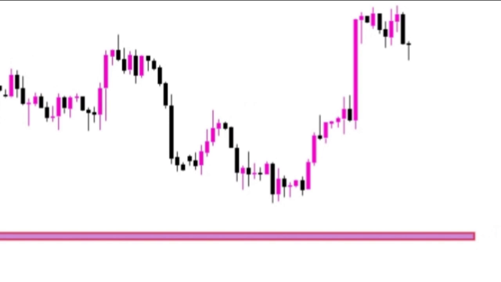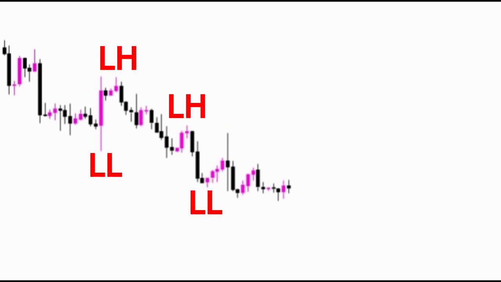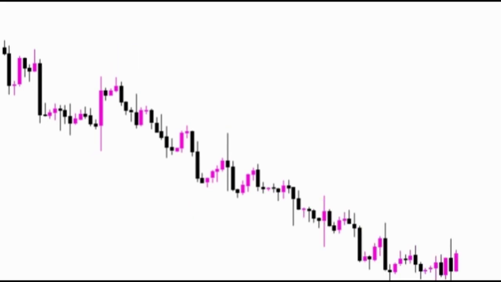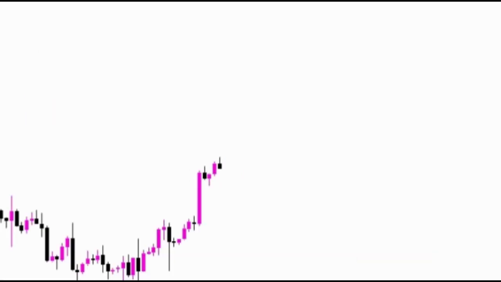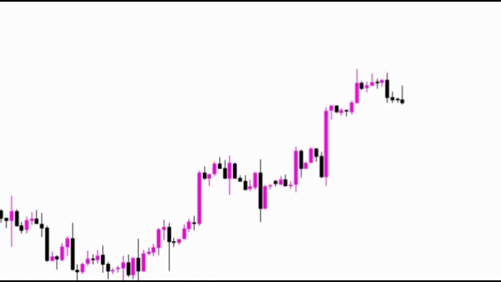Now let us see an example of bearish anchor candlesticks. Here we have the Euro-New Zealand dollar chart on 30-minute time frame. We can see market making lower highs and lower lows, which indicates that the market is in a downtrend. We can see market creating this big bearish anchor candle at the discount zone. After this bearish move, we can see market making a small pullback.